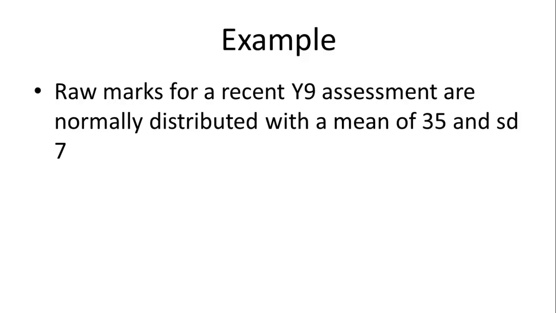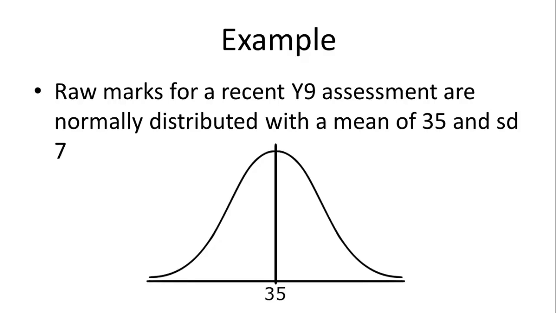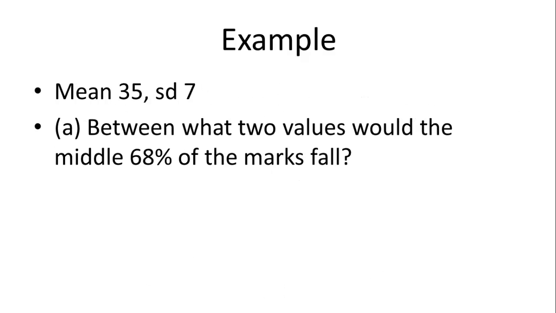First example, Y9 test, mean is 35, standard deviation is 7. Now diagrams are going to be very helpful for these. So the diagram for this one will be drawn like this, a standard bell-shaped curve. The mean goes right there in the middle, 35. Standard deviation is used for some calculations, but we won't need that for right now.